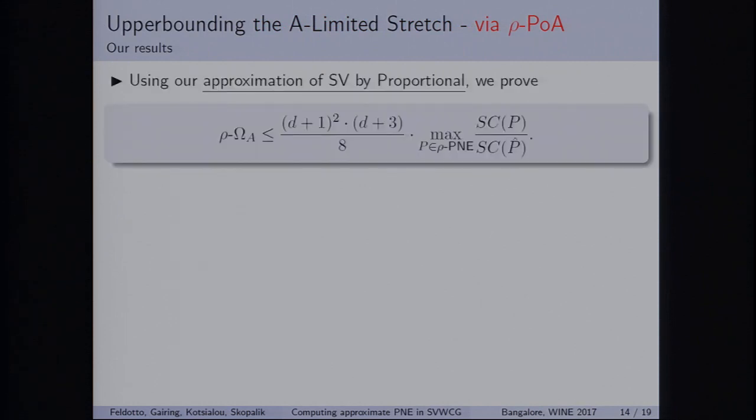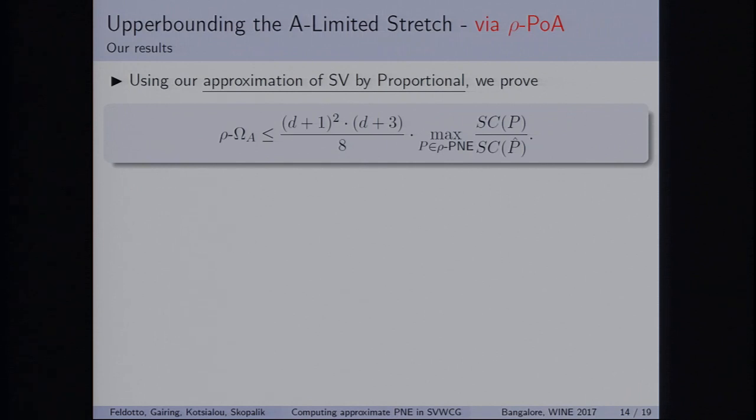We go back now to the upper bound of the A-limited stretch. The proof consists of two parts. In the first part, using the approximation inequality from before, we prove a technical lemma that states that the A-limited stretch can be upper bounded by this product.